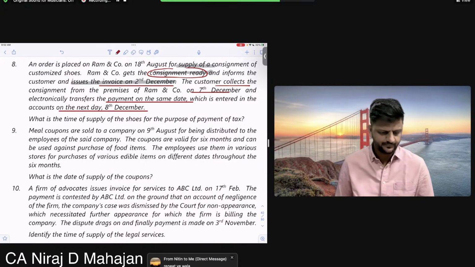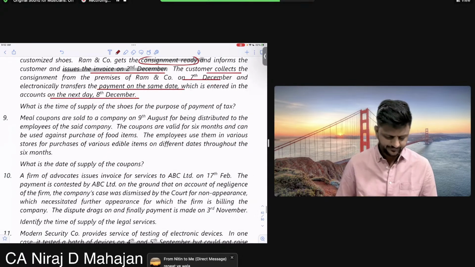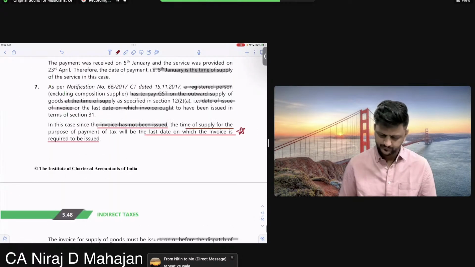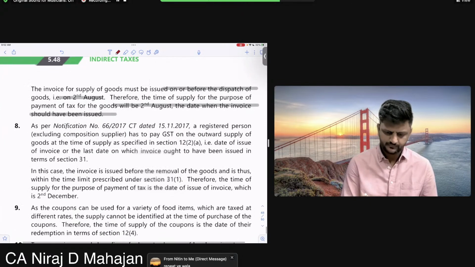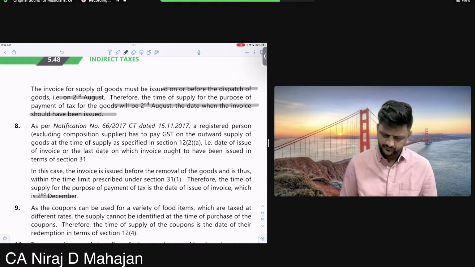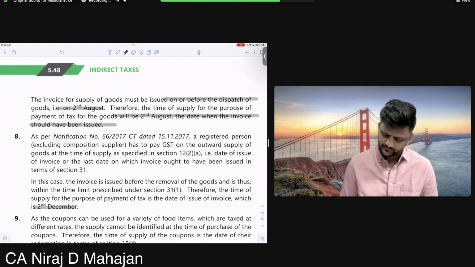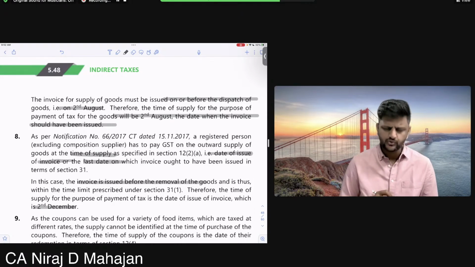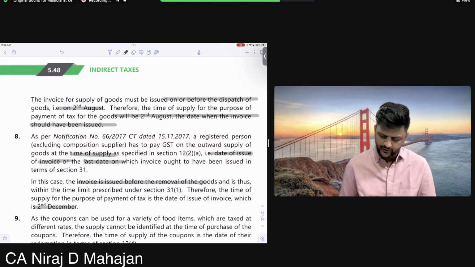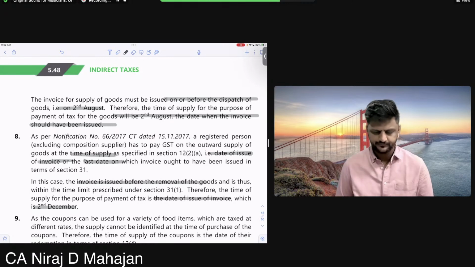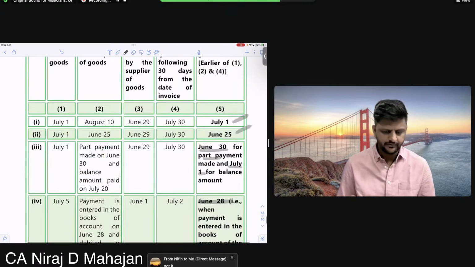Children, question number 8. Let's check. Time of supply, date of invoice or due date of invoice. In this case, invoice is issued before the removal of goods, so it is within the time limit. Therefore, the time of supply will be the date of issue of invoice, which is 2nd December. Fine. Done? Everybody?